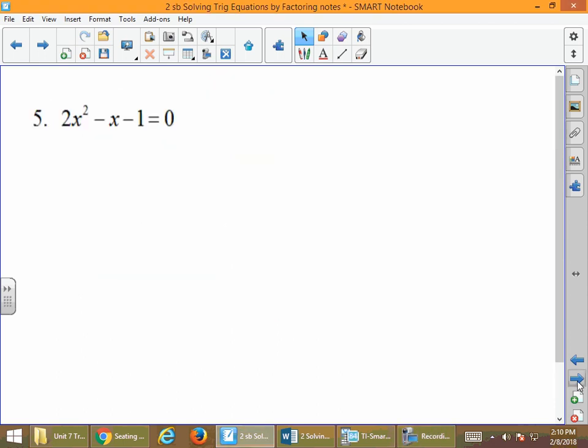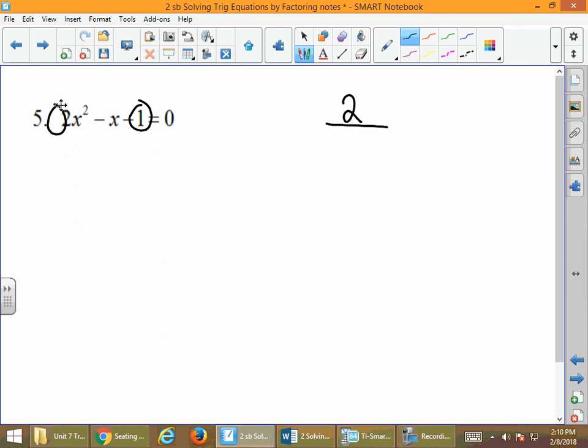Problem number 5. The same kind of idea here. We want to split the middle. 2 times 1 is 2, so same values here for splitting. We only have the factors of 1 and 2, just like the previous problem. But how are we going to get negative 1? Because there's a 1 in front of that x. Well, it's going to be 1 minus 2.